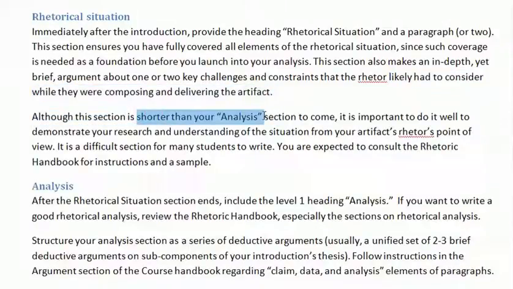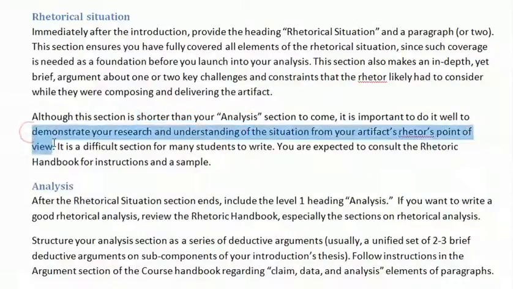Don't let it take over your whole paper. And what I'm looking for is, can you demonstrate your research and understanding of the situation? Can you see that situation from the rhetor's point of view, not from just a public point of view or a critic's point of view?